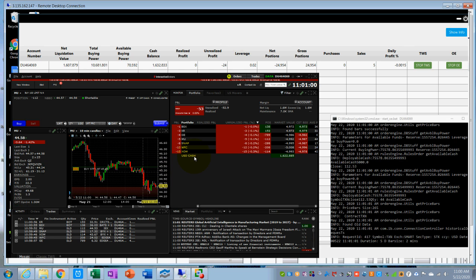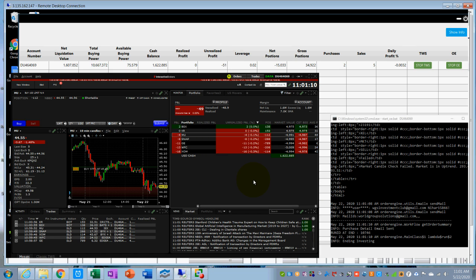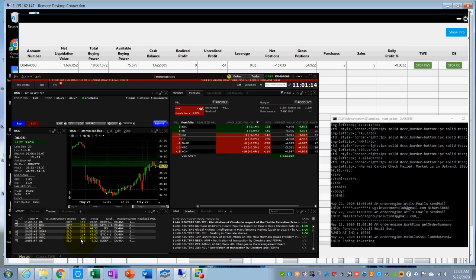So it seems like it has done a couple of more shorts here, and it seems also it did some buy. So let it run. So this is what it is.